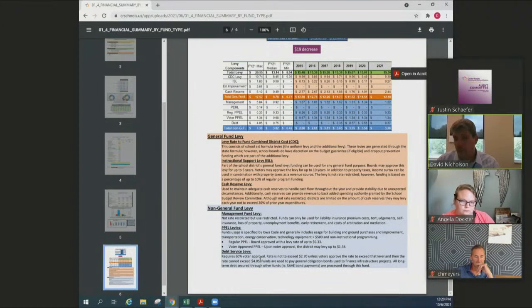FY22 is the first year we haven't had a bond payment in a long time. This is the first time we haven't had any taxes associated with our bonds. That's a good thing.